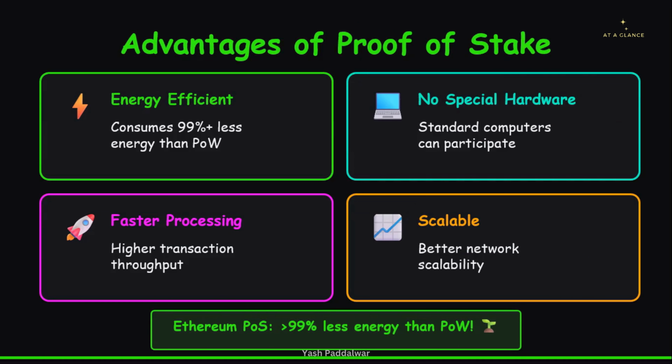Now let's have a look at the advantages of the proof of stake algorithm. So it is energy efficient, as we have seen. It consumes 99% plus less energy than the POW mechanism. No special hardware is required because no mining is happening over here. Here just the task of validation is being done by the validators. It is faster in terms of processing, has higher transaction throughput, and it is very much scalable. Better network scalability can be achieved over here. So I hope the advantages are clear to you all.